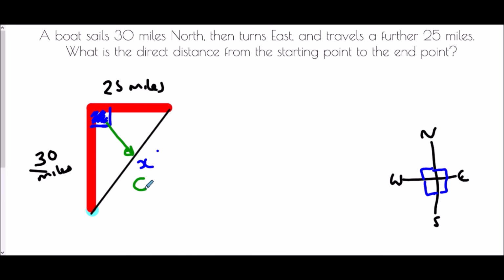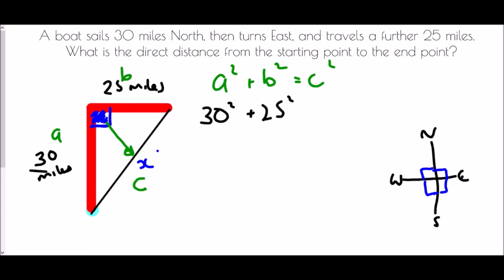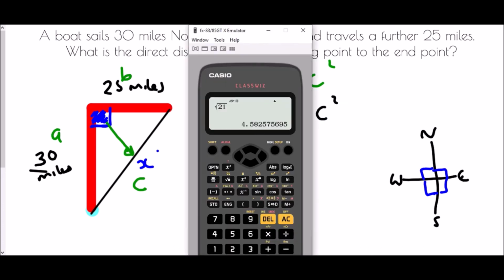A and b, again, it doesn't really matter which way around we put them, because all we're going to say is that a squared plus b squared equals c squared. And a, we've said, is 30, so 30 squared plus 25 squared equals c squared. And if we grab our calculator, 30 squared, and I'm just going to add 25 squared, I can do it in one go. That is 1,525.